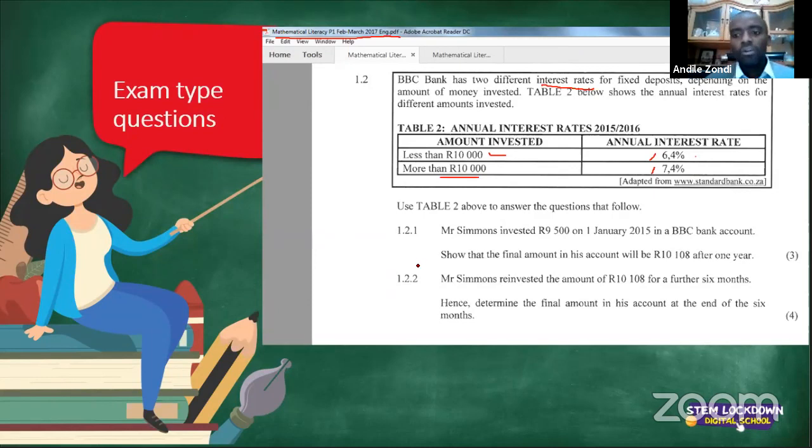Okay, here is our question. Question 1.2.1. Mr. Simons invests 9,500 on the 1st of January 2015 in a BBC Bank account. Obviously, you need to first identify which interest rate we are using. Will we use 6.4 or 7.4? Obviously, because this amount is less than 10,000, we'll be using this interest rate.